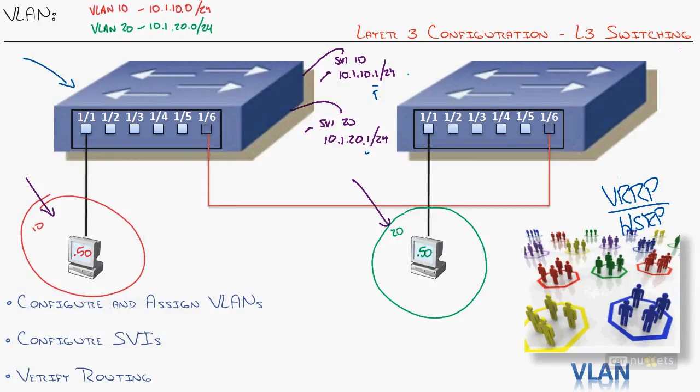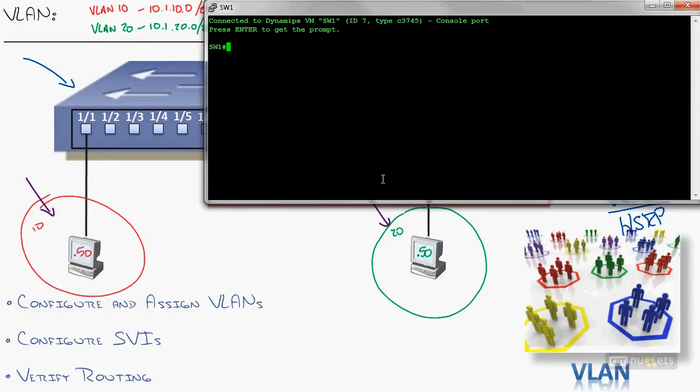Now let's talk about the configuration. Okay, we'll march right on through. So this is, again, from the ground up, VLANs, switch virtual interfaces, and routing. I'm going to go into switch 1. Let's do a config t, VLAN 10. We'll create that guy, exit back out, VLAN 20.